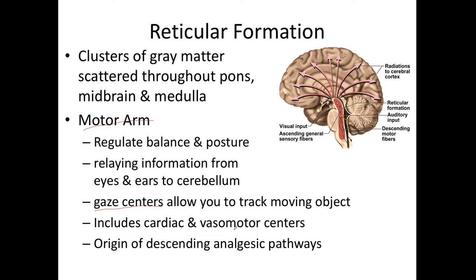It also includes cardiac and vasomotor centers, so it's not only the pons and medulla that have those, so too does the reticular formation. And importantly, the reticular formation is the origin of descending analgesic pathways. So when we get to pain a little bit later in spinal pain gating, descending analgesic fibers that come down from the CNS to block pain in the PNS originate in the reticular formation.